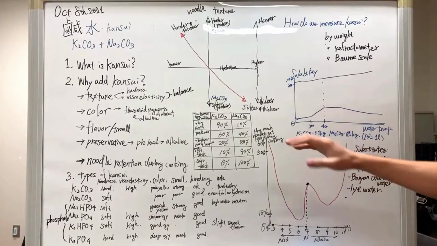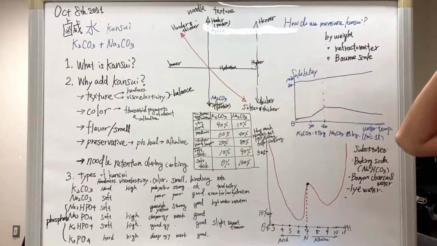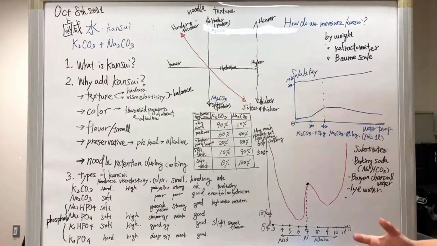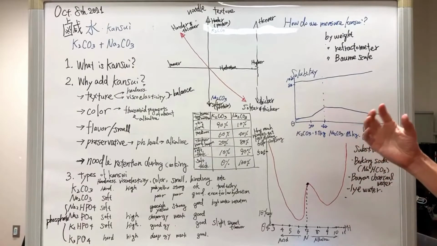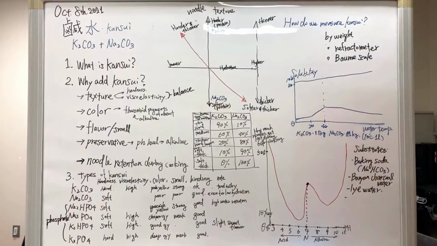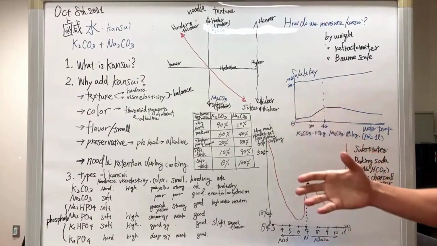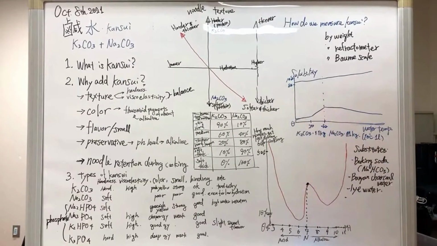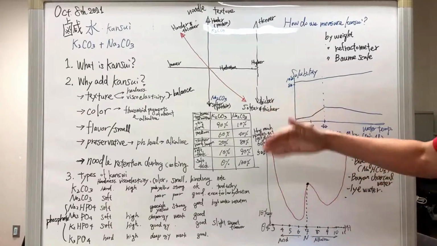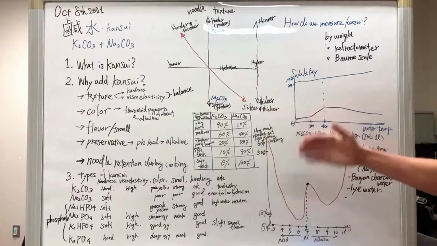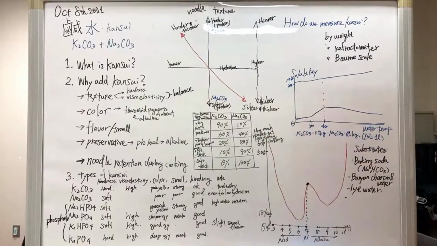So that's texture, and it also controls the viscoelasticity. Viscoelasticity means it's viscous and at the same time elastic. So it's tuning the bounciness, and Kansui controls this. Depending on what type of Kansui you use, you can improve the viscoelasticity of your noodles. So it's the balance between hard, soft, and viscoelastic.